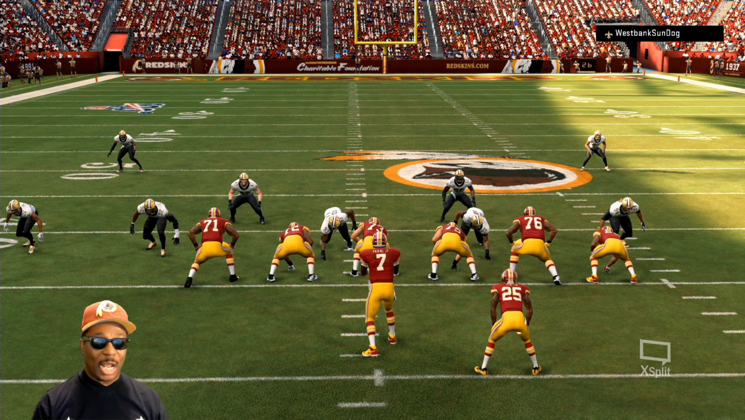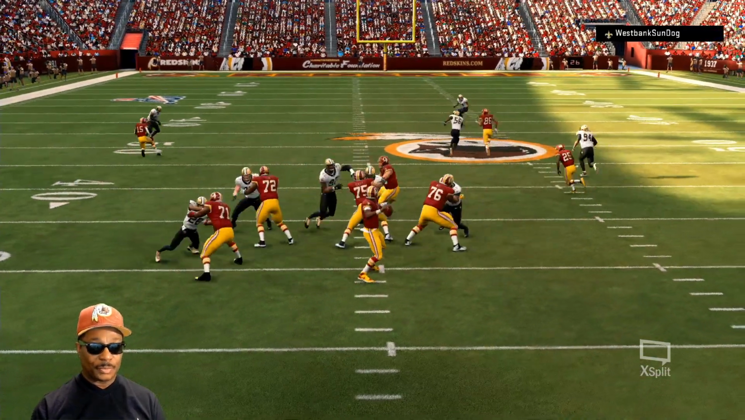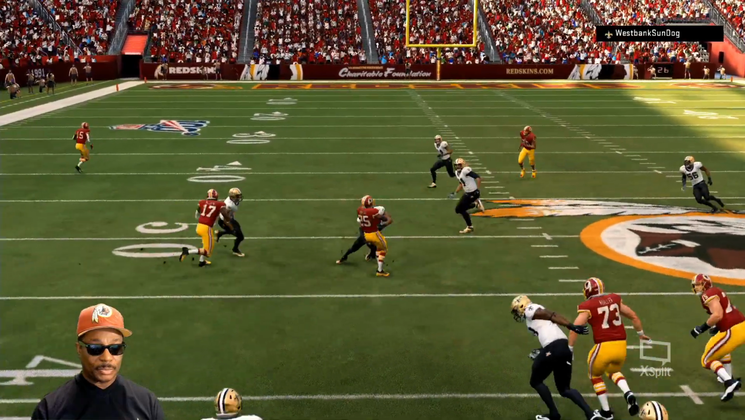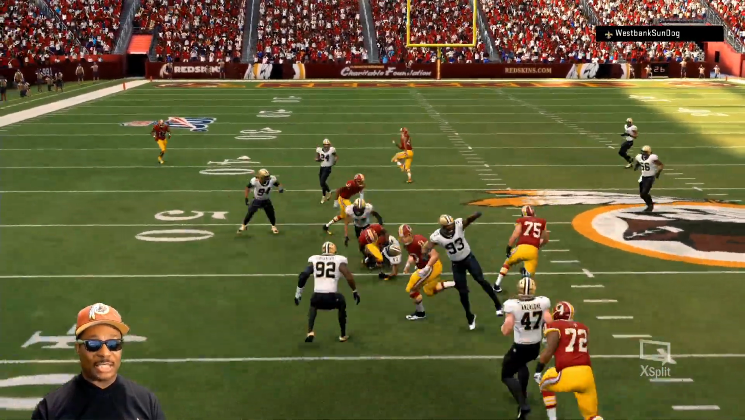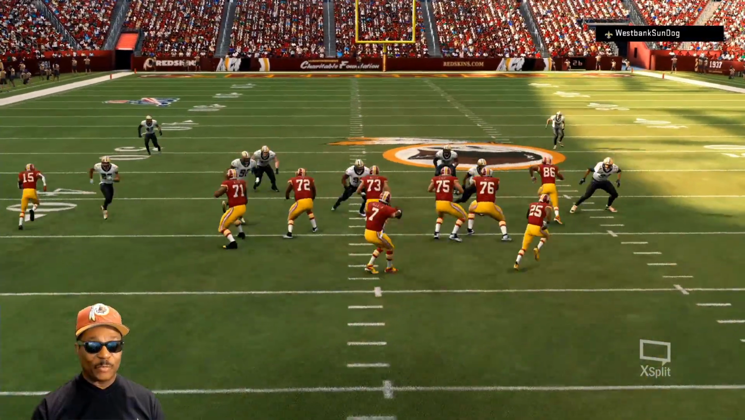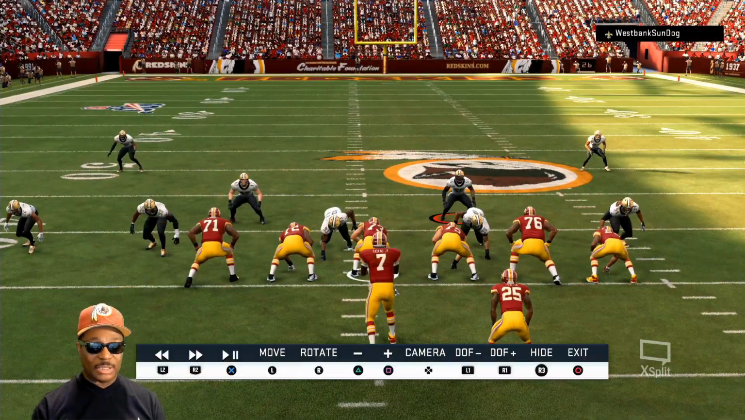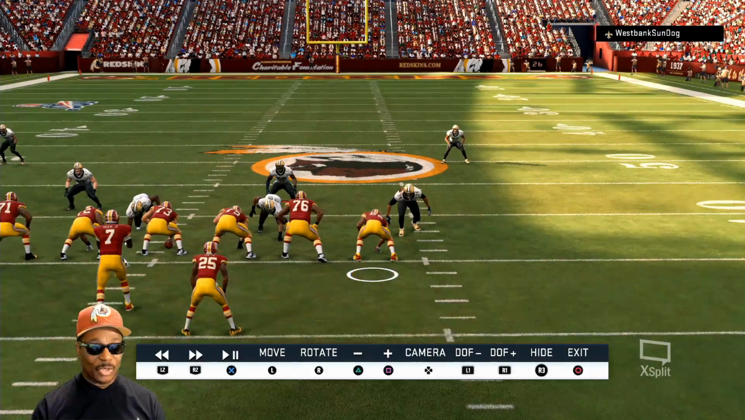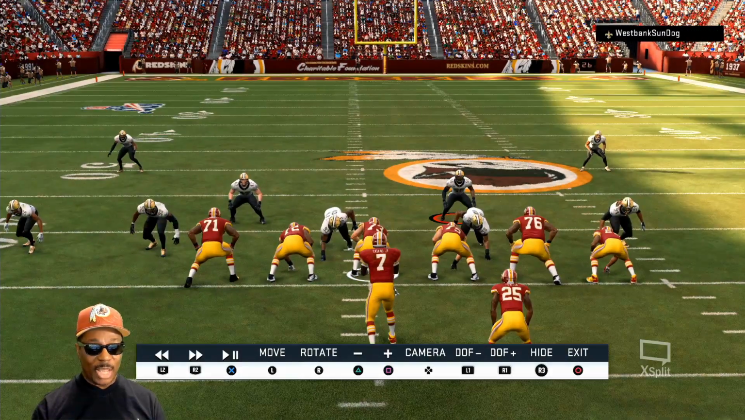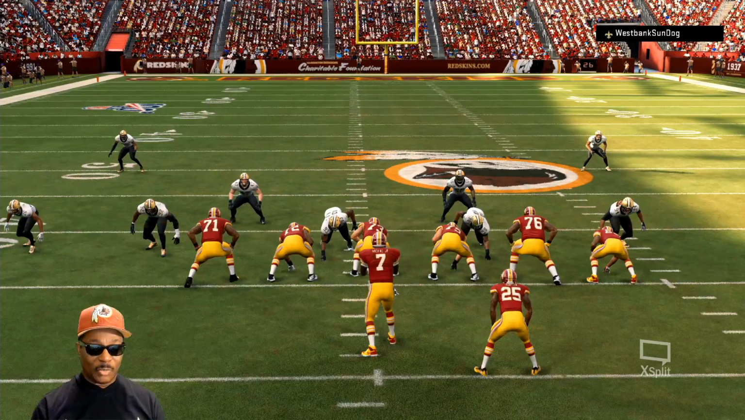All right, guys, what I want you to look at on this play, you know what? Let's play it at speed and then we'll break it down. Now, when you play it at speed, you don't notice things like this until you go back and look at it. But I want you to watch this guy right here, the outside linebacker right here, okay? Watch him, all right? Watch it. Look what he does.